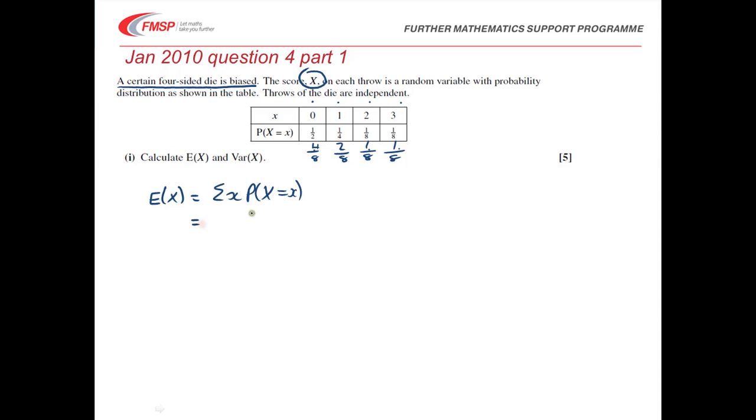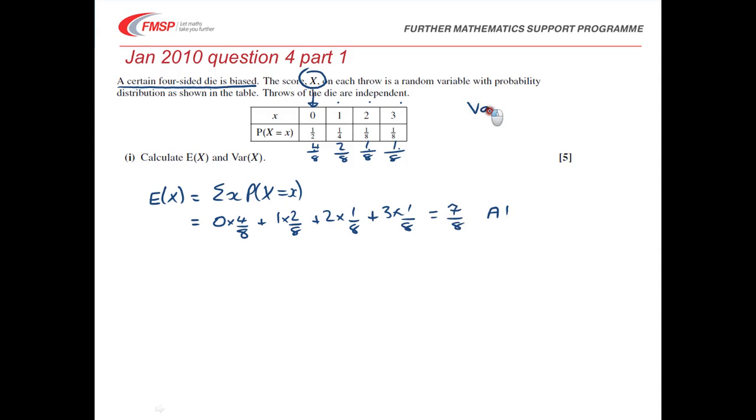Okay, so to get your method mark, you need to demonstrate in at least 2 cases that you're using this formula. And what I mean by that is you're doing 2 of the correct calculations. So the first calculation is to do 0 times 4/8 plus 1 times 2/8, so you've now triggered your method mark, plus 2 times 1/8 plus 3 times 1/8. And if you work all of that out, you're going to get a value of 7/8. So that's where your accuracy mark kicks in.